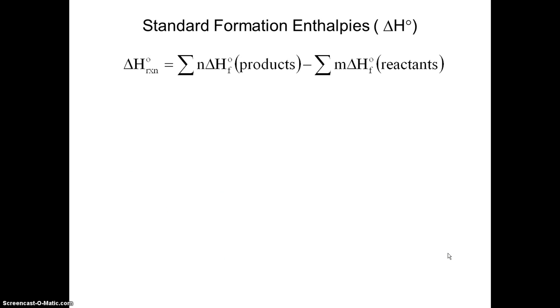And so how does this work? Well, what we're saying then is that the delta H for reaction will be the sum of all the formations of the products minus the sum of the formations of all the reactants. Well, why do we do it in this order?